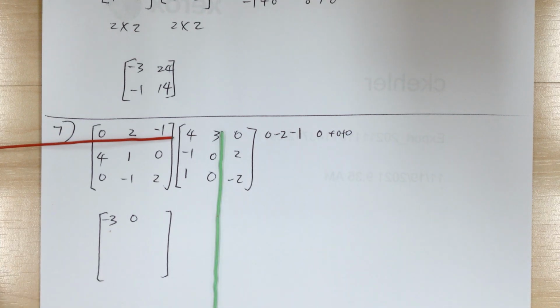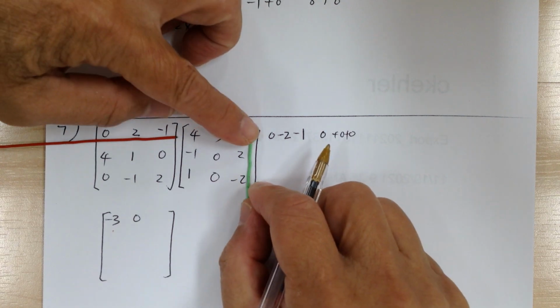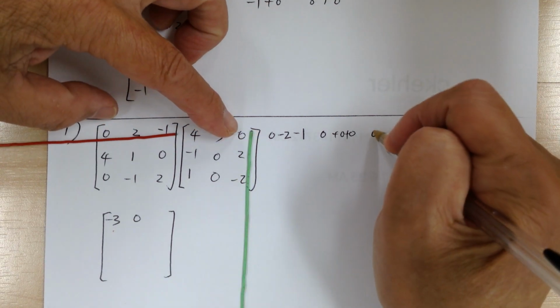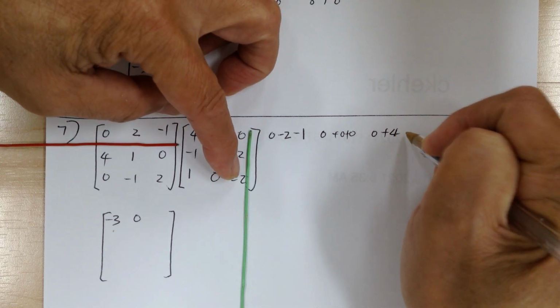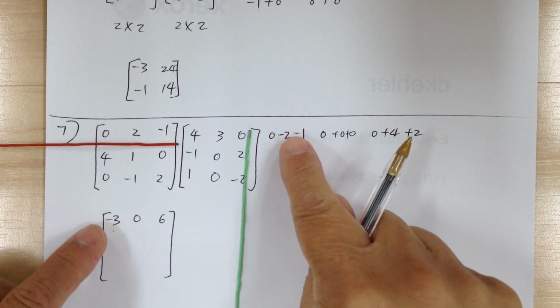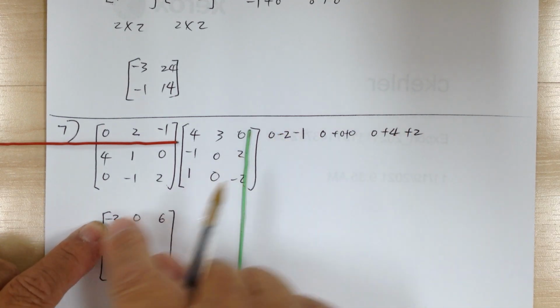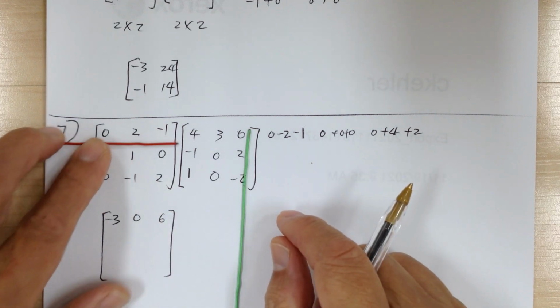Okay, and then the next one, the third column. You're going to get 0 times plus 4, right? 2 times 2 is 4, plus 2, this will give you 6. Again, make sure that this is the matching: this position matches with that, this matches with that, this matches with that. Okay, so now we're done with the first row.